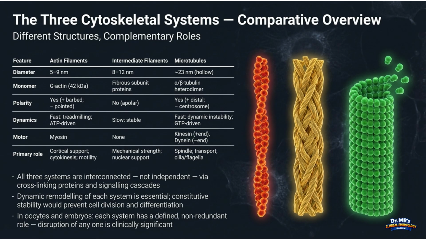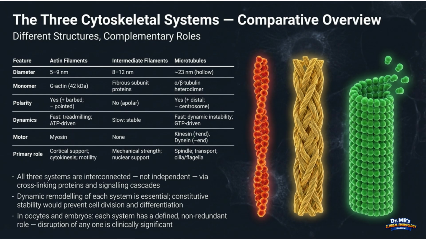Which leaves us with the largest of the 3 systems, microtubules. These are massive compared to actin. They have an outer diameter of 23 nanometers. And unlike the other 2, they form hollow tubes. They are constructed from heterodimers of alpha and beta tubulin. Like actin, microtubules are polar, but they utilize GTP instead of ATP for their energy currency. And they display a violently active behavior called dynamic instability. They serve as the superhighways of the cell, utilizing kinesin and dynein as their motor proteins.